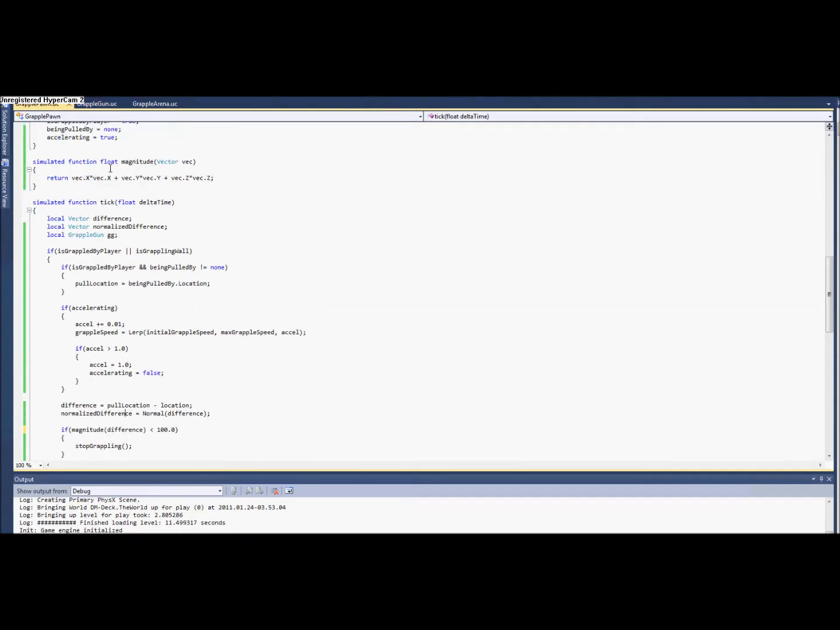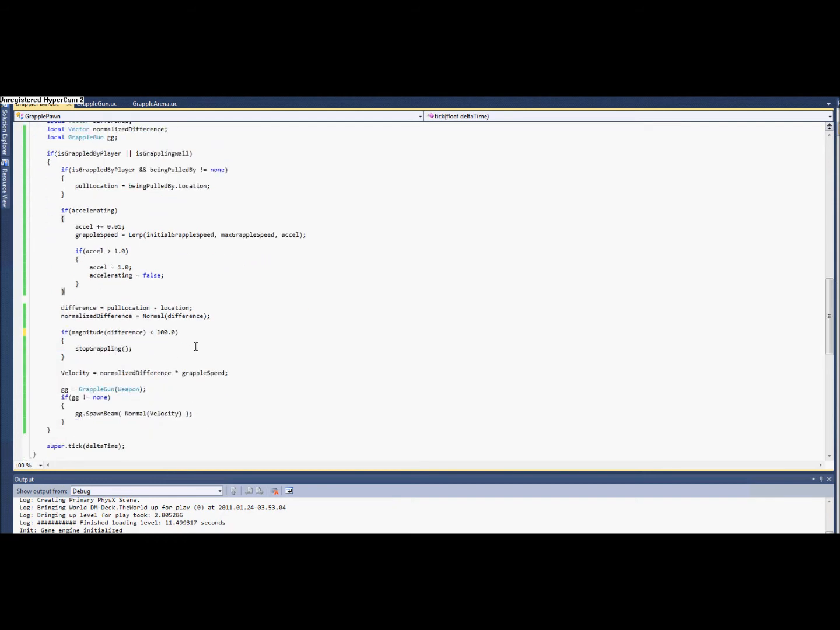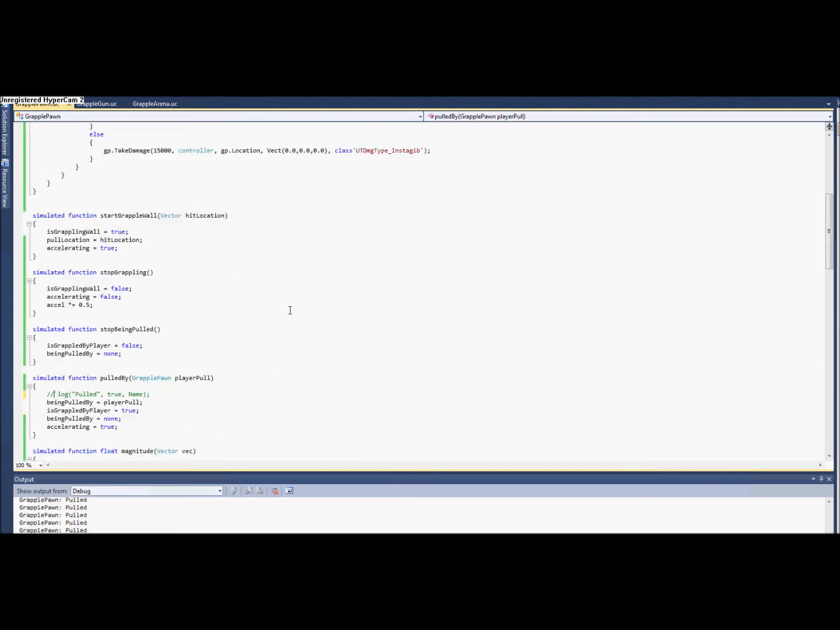Okay, so I realized one thing here is I wasn't taking the square root of this magnitude here. So now this right here, the stop grappling, should work. Try and debug some more and see what's going on with the player. Okay, so they are being pulled, but something weird is going on. Maybe it's with the physics. So I'm going to try setting the physics to, what is it? Physics falling. Yes.